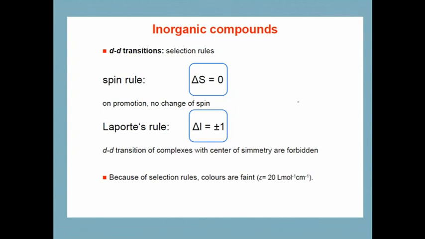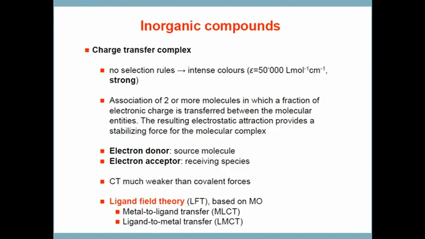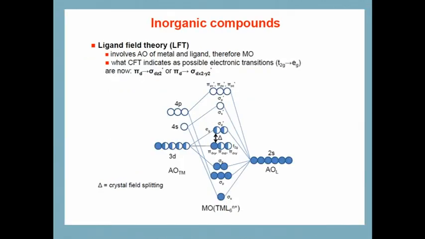So coming to the main thing of this, we have got to see what the spin selection rule is and what the Laporte selection rule is. This is L, and I'm going to see what this L and S means. So apart from this, you have another type of transition called charge transfer transition, which doesn't come under the selection rule, and they are classified as metal to ligand and ligand to metal charge transfer transitions, and it is best explained by the ligand field theory.